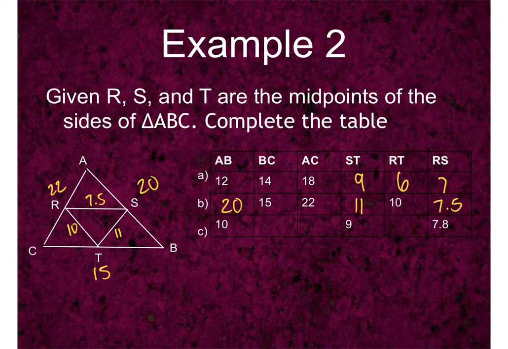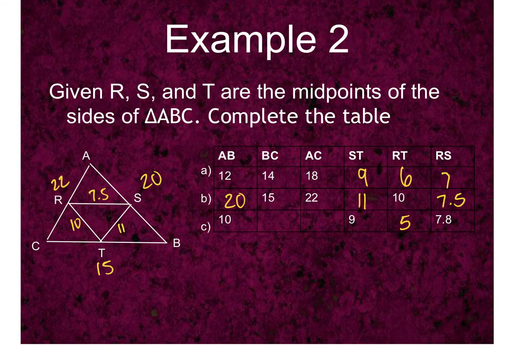All right, and for the last one, if AB is 10, then RT should have been 5. If ST is 9, then AC should have been 18. And if RS is 7.8, did anyone get BC? 15.6. This was supposed to be easy.